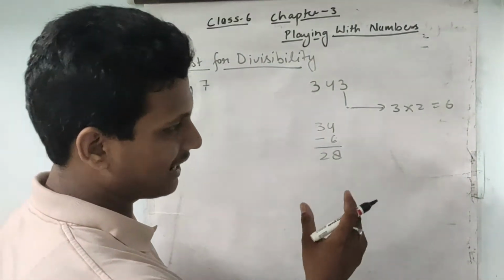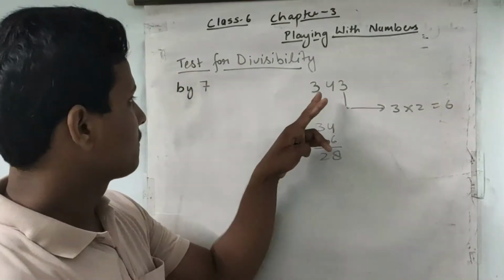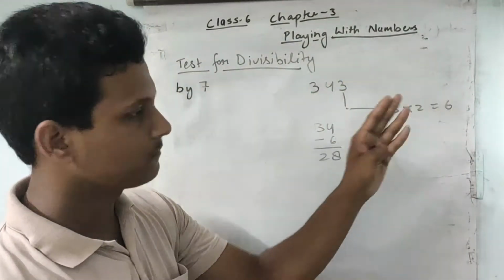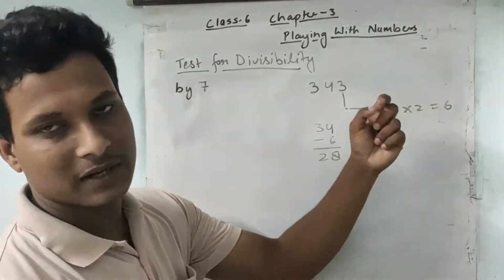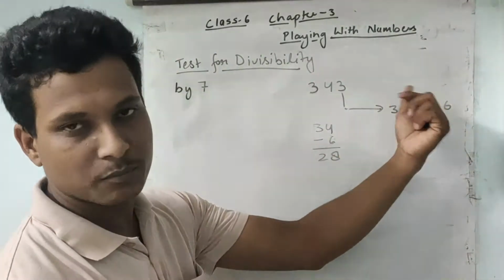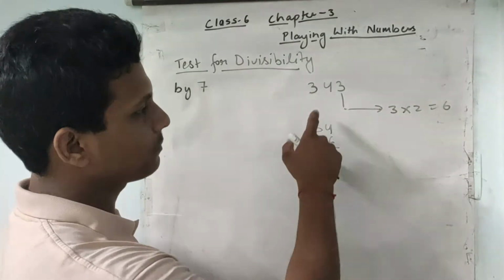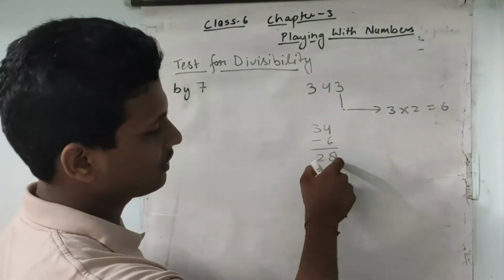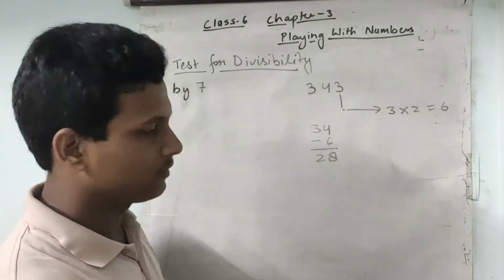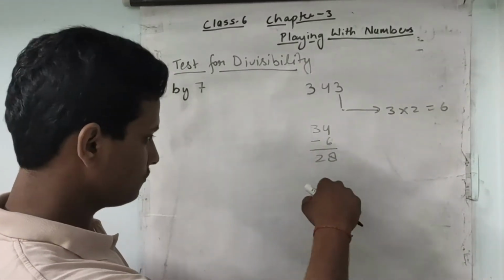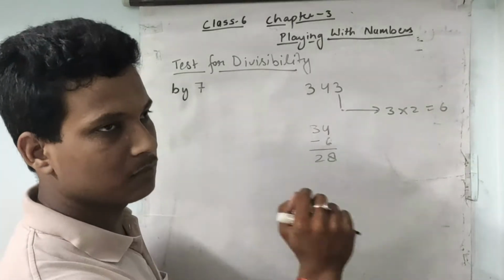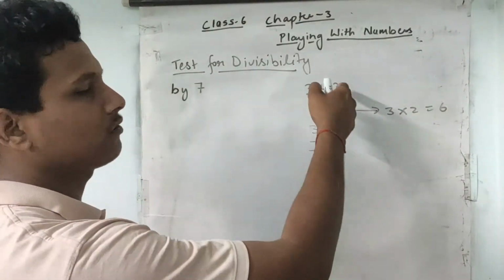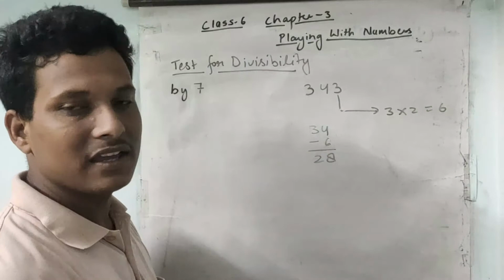So I am repeating the process again. Take out the unit digit and multiply it by 2. Whatever number you get, subtract it from the remaining digits of that particular number, that is 34 minus 6 is 28. Whatever you get here, you need to check by 7. If that number is divisible by 7, then the whole initial number is also divisible by 7.